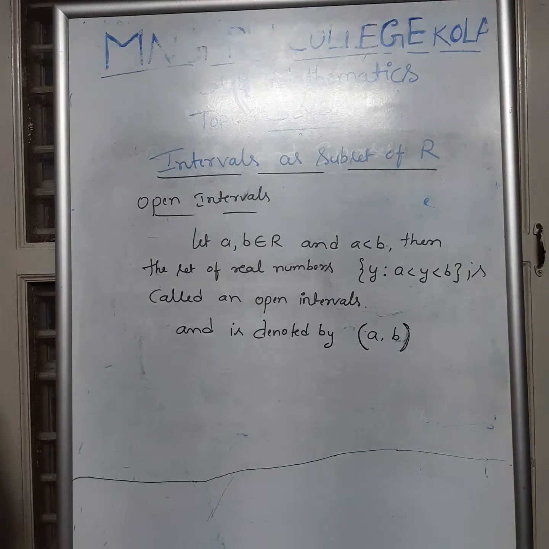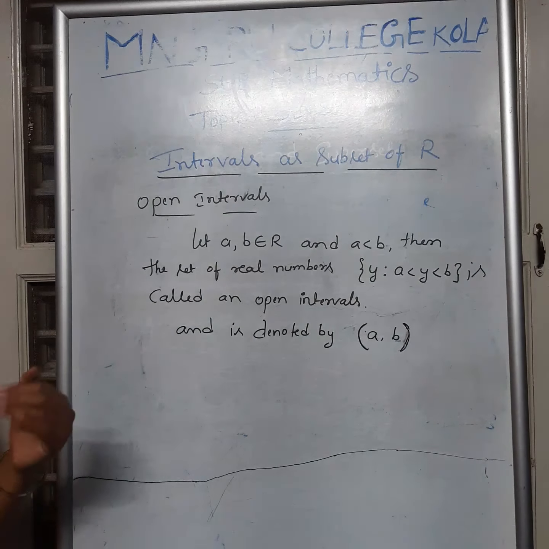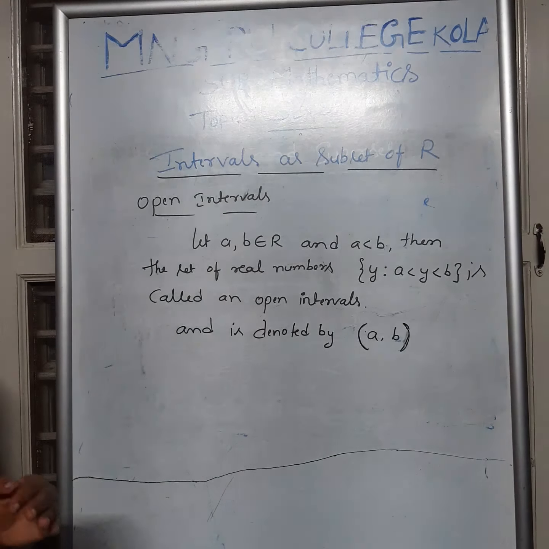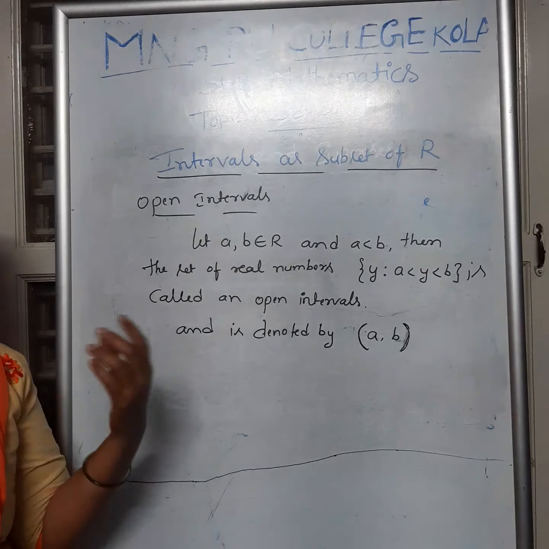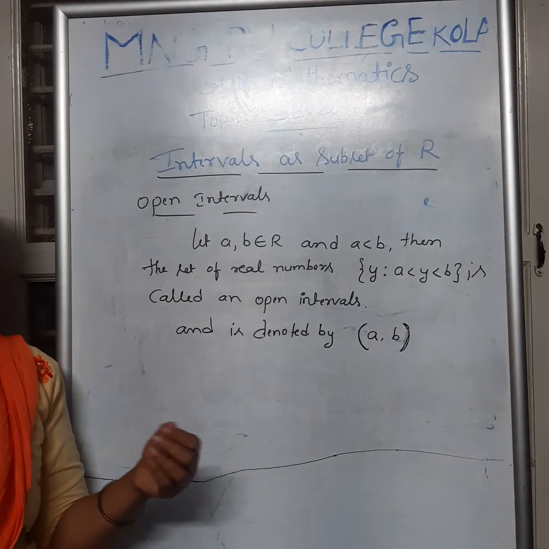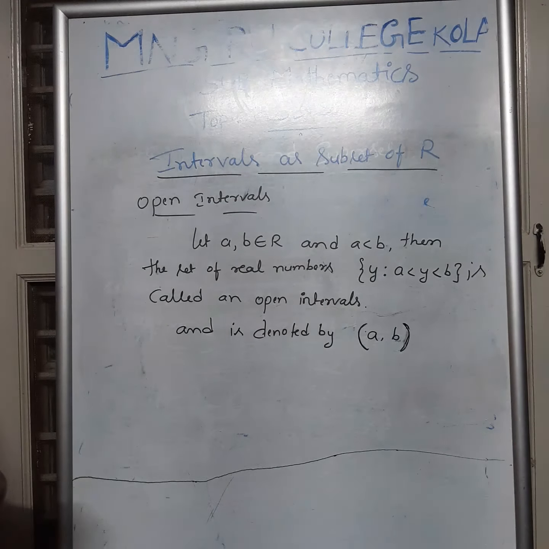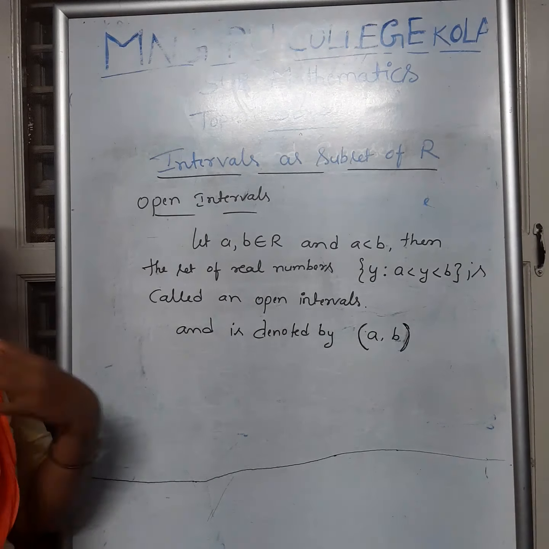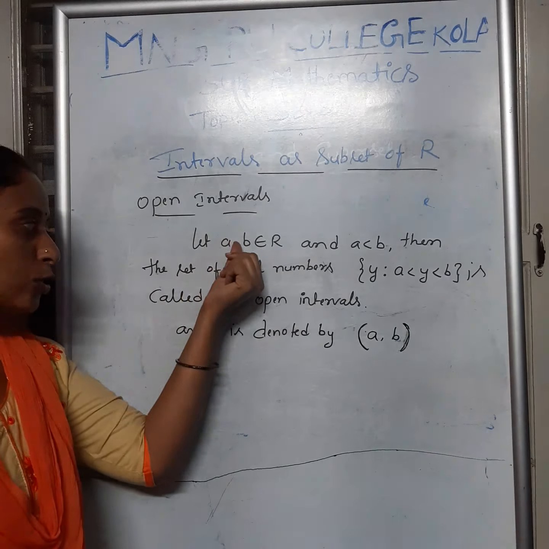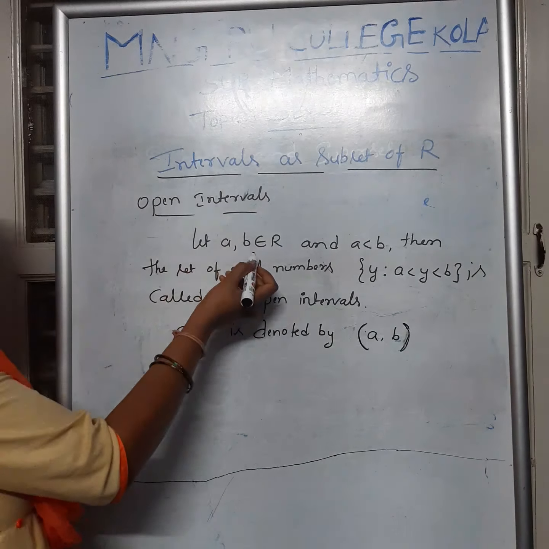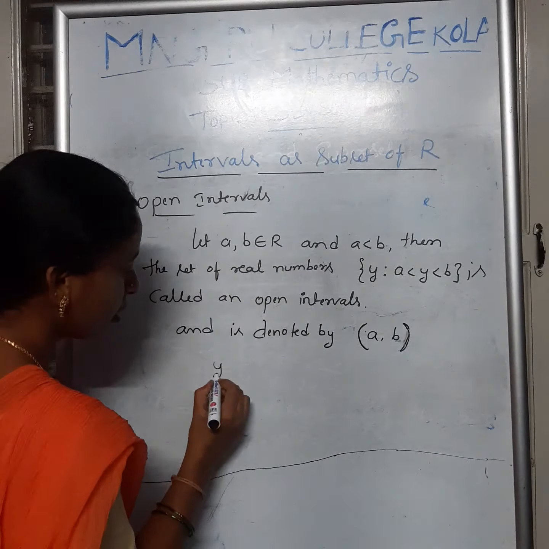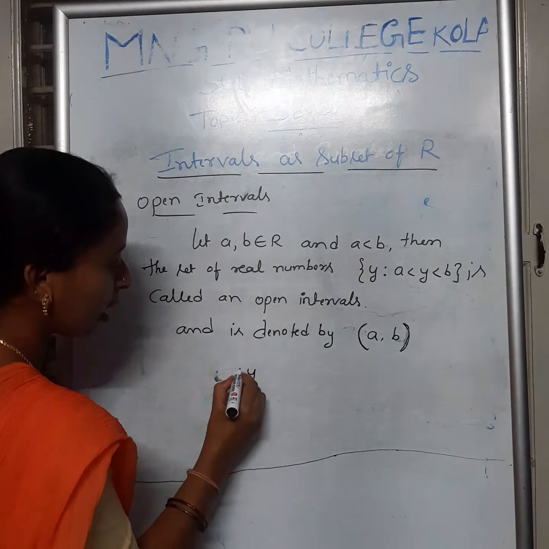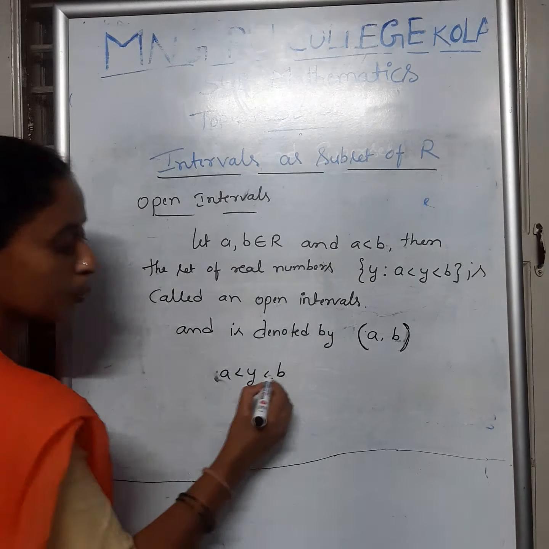Real numbers include positive or negative, large or small, whole numbers or decimal numbers. All of these are real numbers, and those real numbers are contained in a to b, in between a and b. So open interval means the condition that the y value lies between a and b.